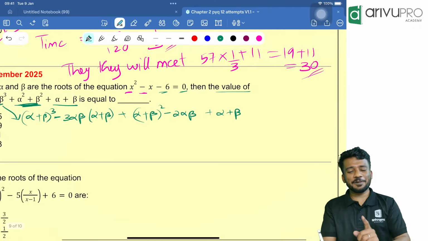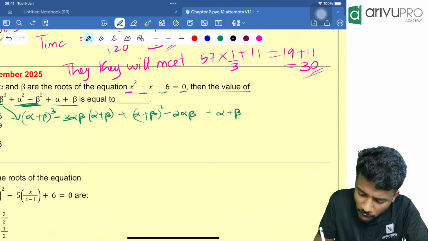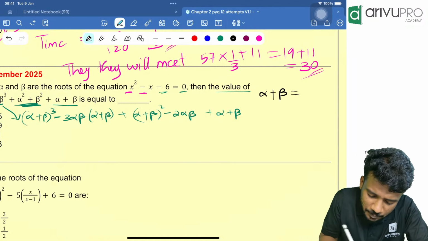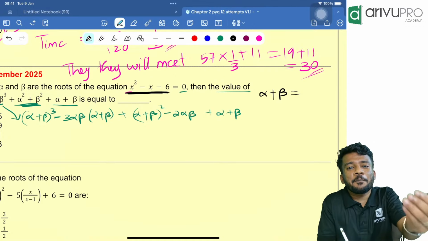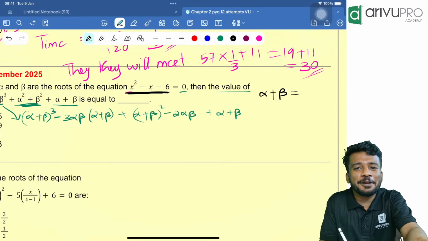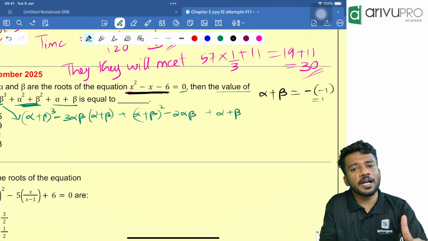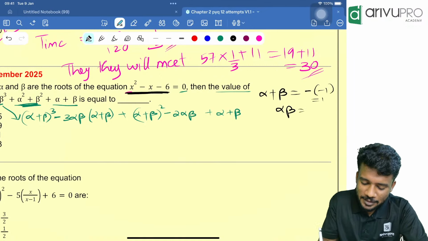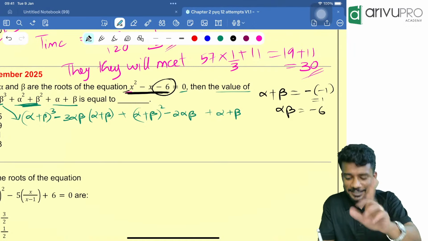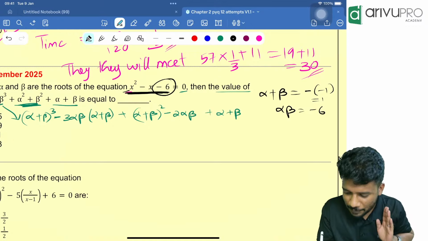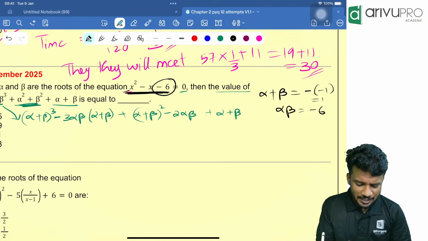Now people, we require the value of alpha plus beta and alpha beta. People, tell me, what is alpha plus beta from this? The alpha plus beta is the sum of the roots, that is nothing but minus coefficient of x divided by coefficient of x square, that is minus of minus 1. How much? 1. Alpha beta is how much? Constant term, that is minus 6 divided by coefficient of x square, that is 1, that is minus 6. Okay, so product is minus 6, sum is plus 1.